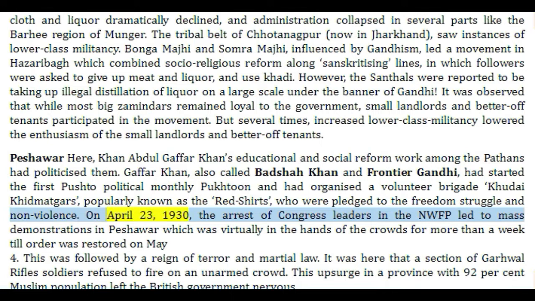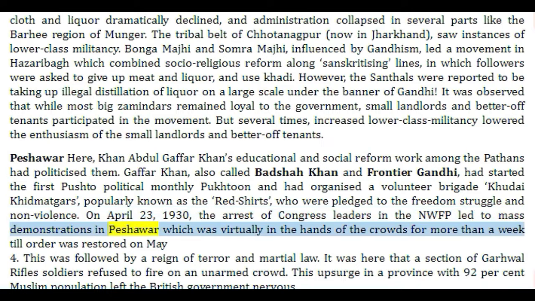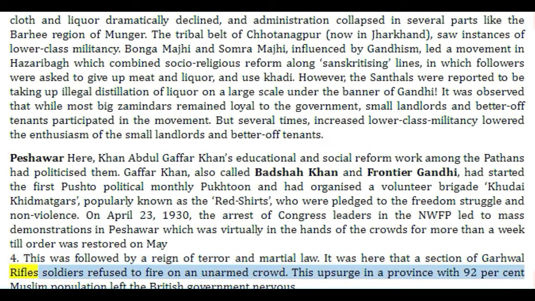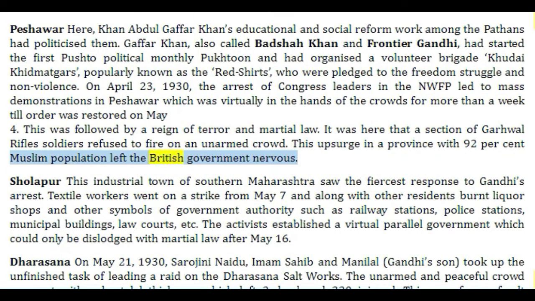On 23 April 1930, the arrest of Congress leaders in the NWFP led to mass demonstrations in Peshawar, which was virtually in the hands of the crowds for more than a week till order was restored on 4 May. This was followed by a reign of terror and martial law. It was here that a section of Garhwal Rifles soldiers refused to fire on an unarmed crowd. This upsurge in a province with 92% Muslim population left the British government nervous.